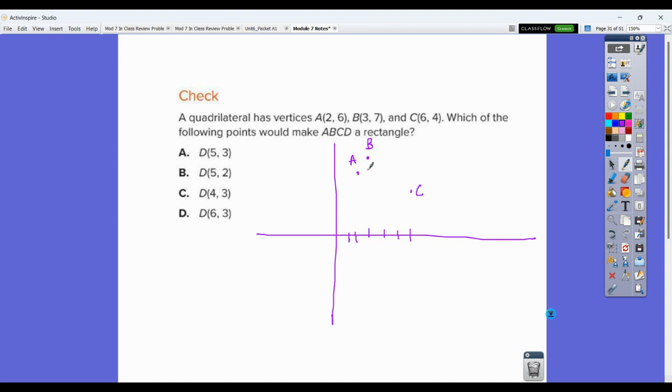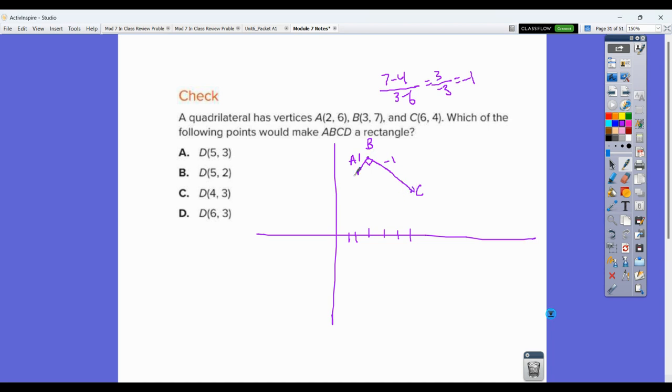So the first thing I want to do is figure out if A or C is supposed to connect. AB here is over 1, up 1. So this slope is 1. And so I want a slope of -1. So from B to C, the slope would be 7 minus 4 over 3 minus 6, which is 3 over -3, which is -1. So BC has a slope of -1. That makes my right angle there. And then I just essentially want to keep those slopes the same to make this a rectangle.